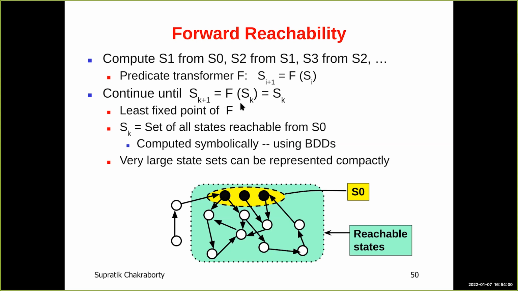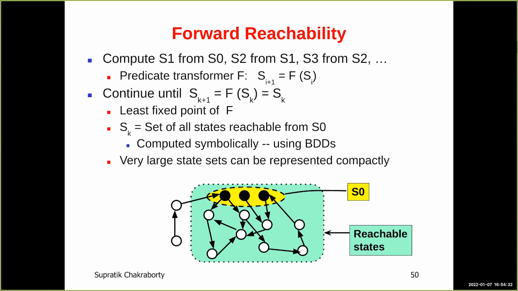Now, how do we check whether Sk plus 1 has become the same as Sk? This is also called the least fixed point of this state transformer, the predicate transformer. Every time I use Si to compute Si plus 1, I have to check whether these two are representing the same function or not. Using BDDs, this is very simple. Just check whether the BDDs are isomorphic. Using AIGs, this is also not very hard. Just put a miter at the outputs of those two functions and check.